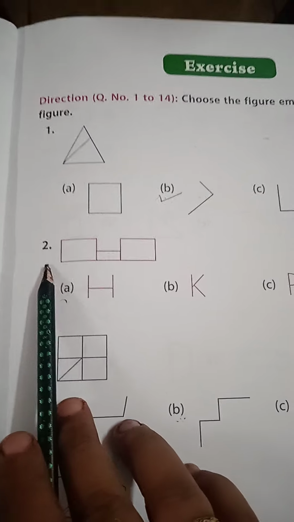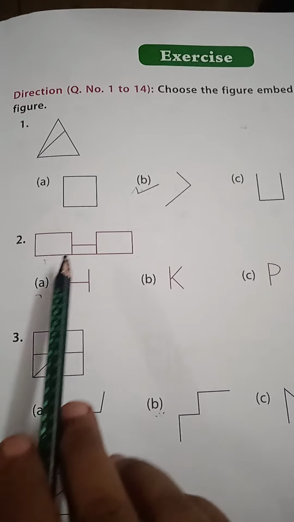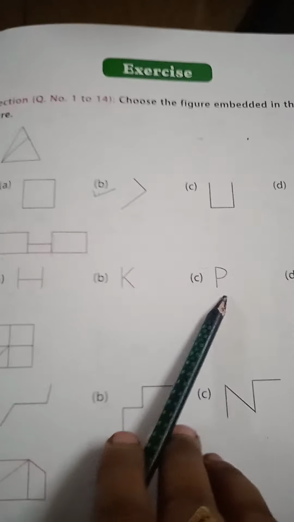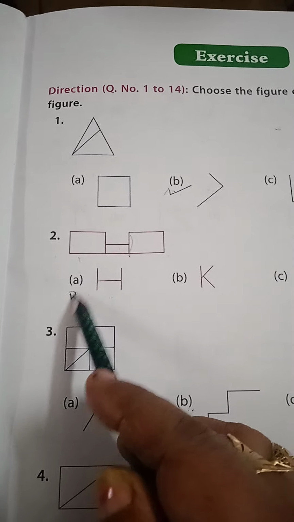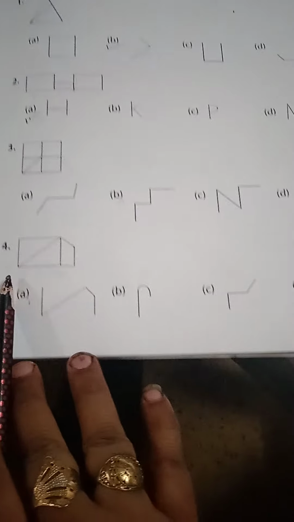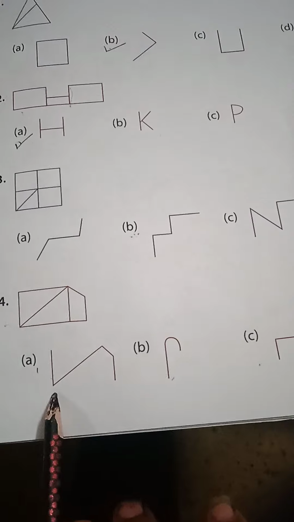So our embedded figure is B part. Now if we see the second question, see this, if we match this, H looks like the embedded figure. K is not matching, P is not matching, M is not matching. So our answer is A part. Now let's try for the next question. See all the options. This one is also not matching like this way. C part, D part, and clearly this A part is matching like this way.